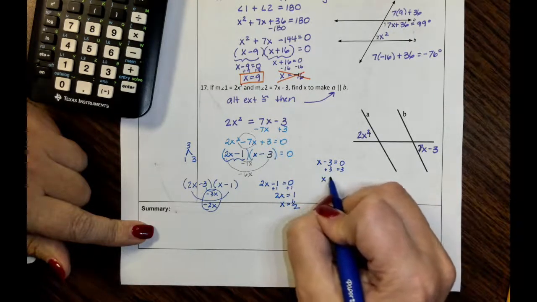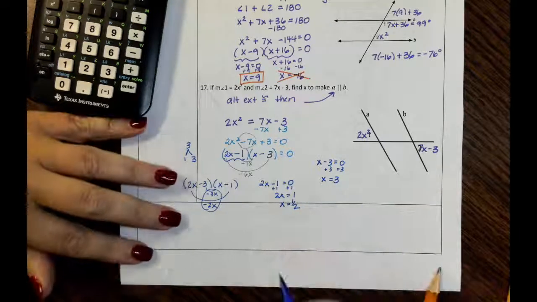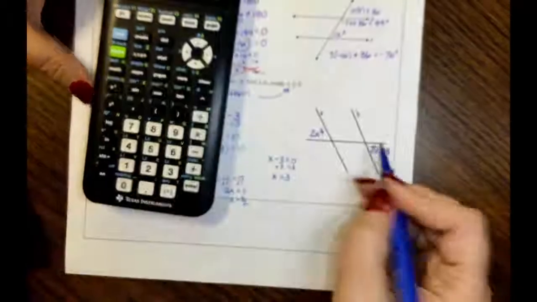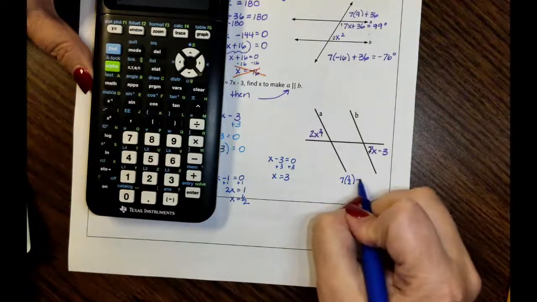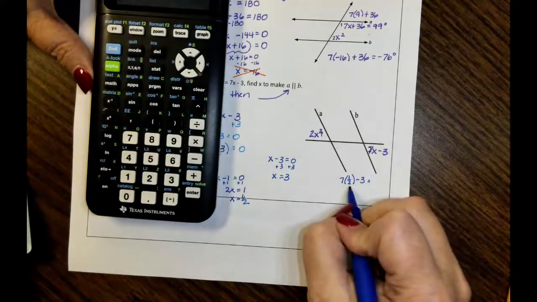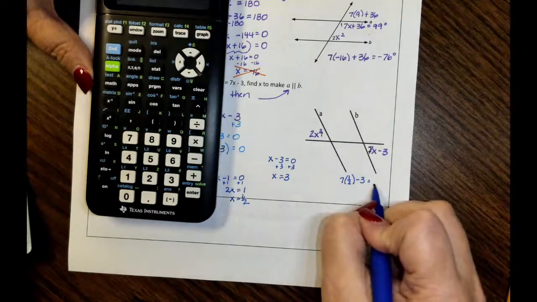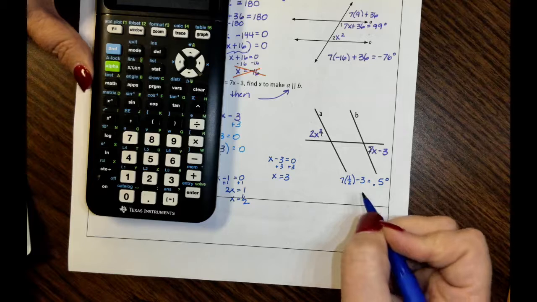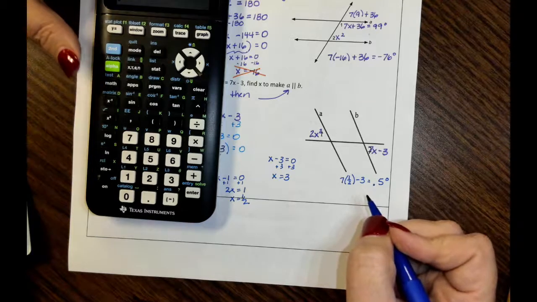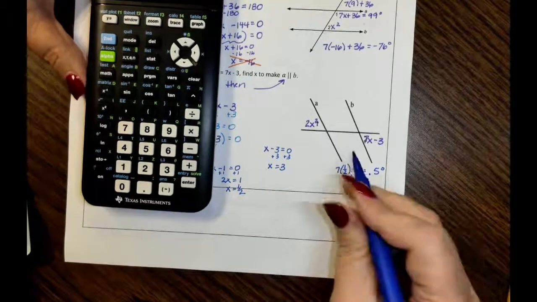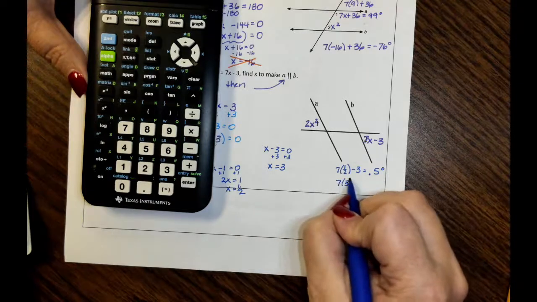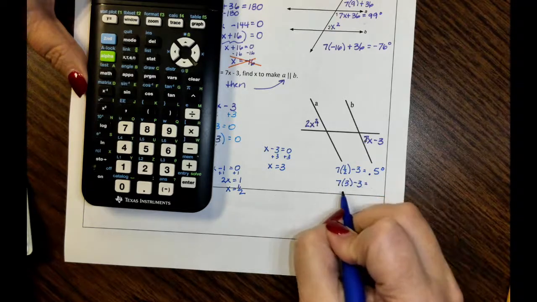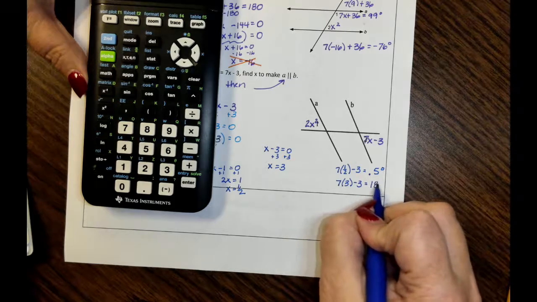Again, in geometry, we always need to check and make sure that our answers work out. So if I come over here and I do 7 times 1/2 minus 3, I get 7.5 minus 3, which is 0.5. Can we have a 1/2 degree angle? Absolutely. As long as it's positive, you can have it. And then we need to test our x, so it'd be 7 times 3 minus 3. That's 21 minus 3, which is 18. And I can certainly have an 18 degree angle.